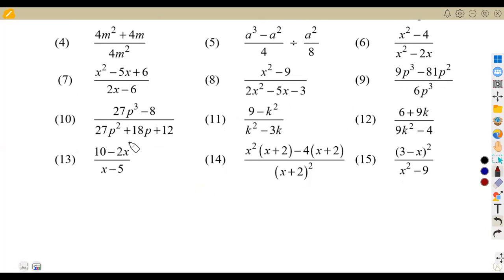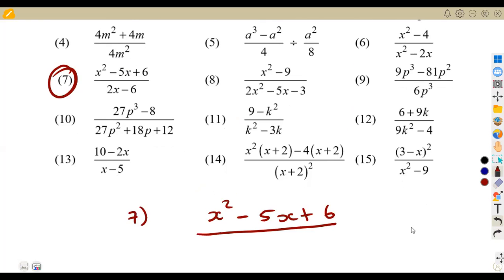Let us just see maybe question 7 where we've got a condition of so many terms that we have in the numerator, that is a trinomial and a binomial in that case. All right, so we've got x squared minus 5x plus 6, everything over 2x minus 6. So this is being divided by 2x minus 6 like that.